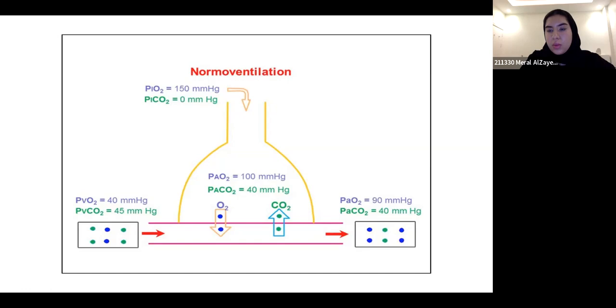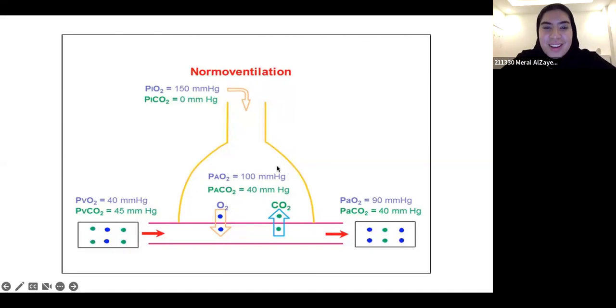Then what should the number be here? The number should be 90 here. This is the normal number. This entire slide, this entire process, all these numbers, is what occurs in a normal, healthy lung or in the normal body. In diffusion limitation, the number depends on the normal ventilation. We will discuss this later, okay?